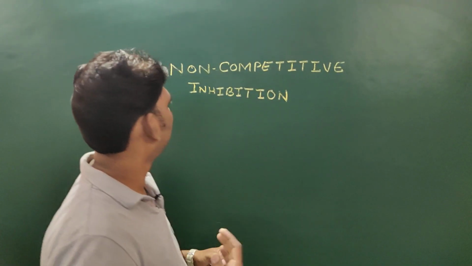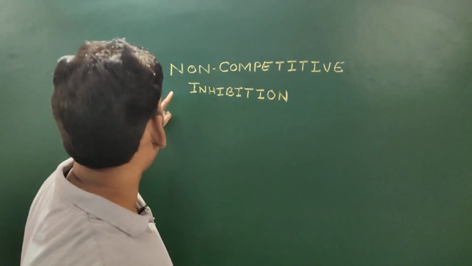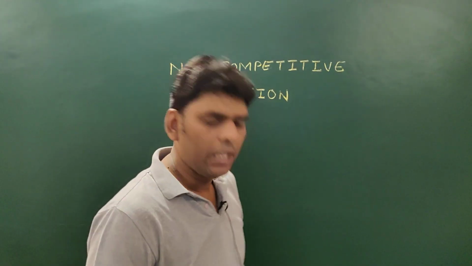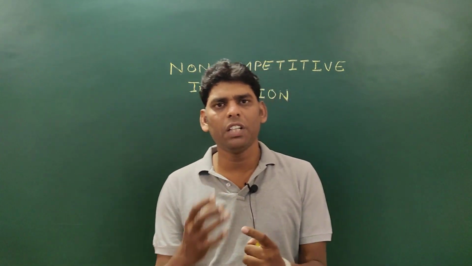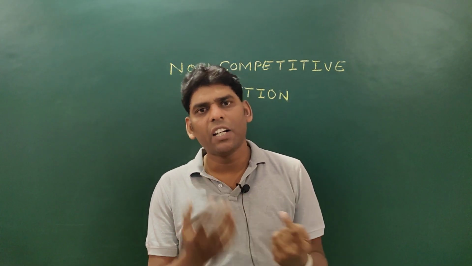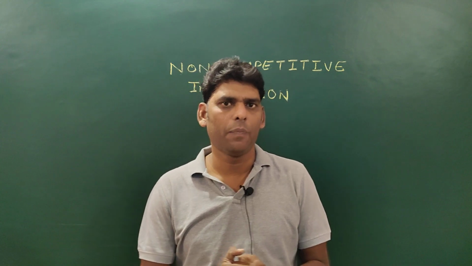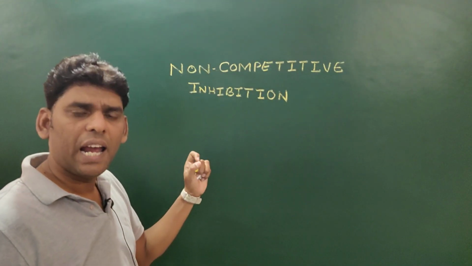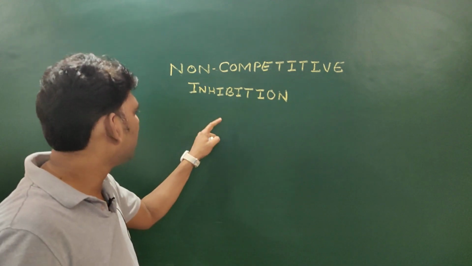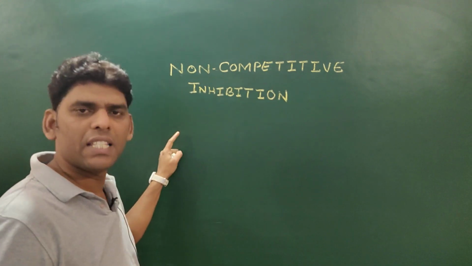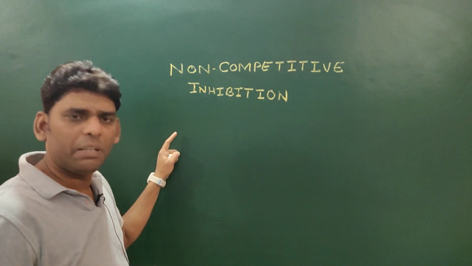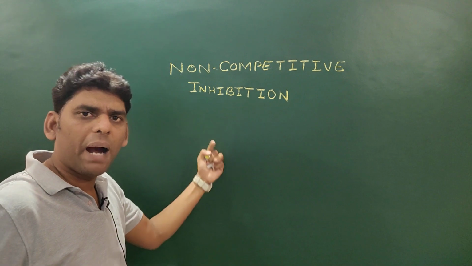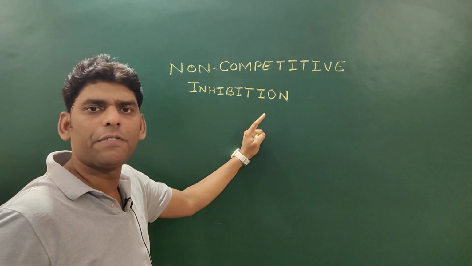And students, now we are going to discuss non-competitive inhibition. Non-competitive inhibition is that kind of enzymatic inhibition in which both inhibitor and substrate bind simultaneously with the enzyme molecule. It means the binding site of inhibitor and the binding site of substrate is different.